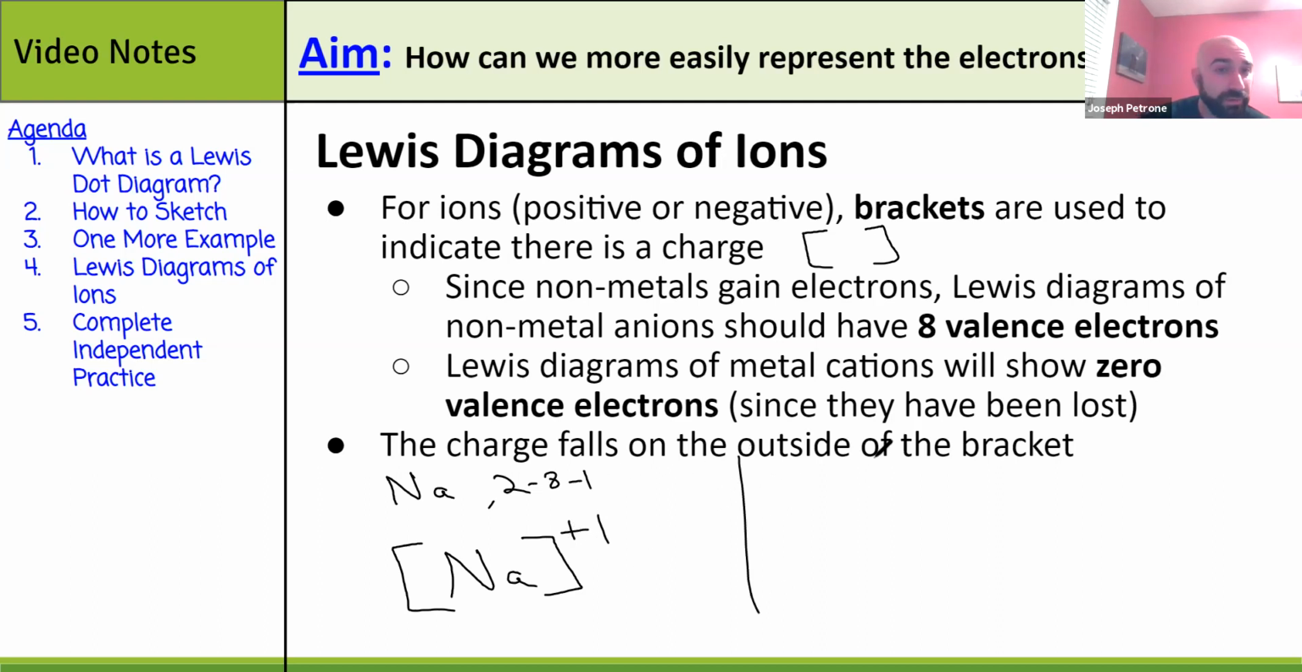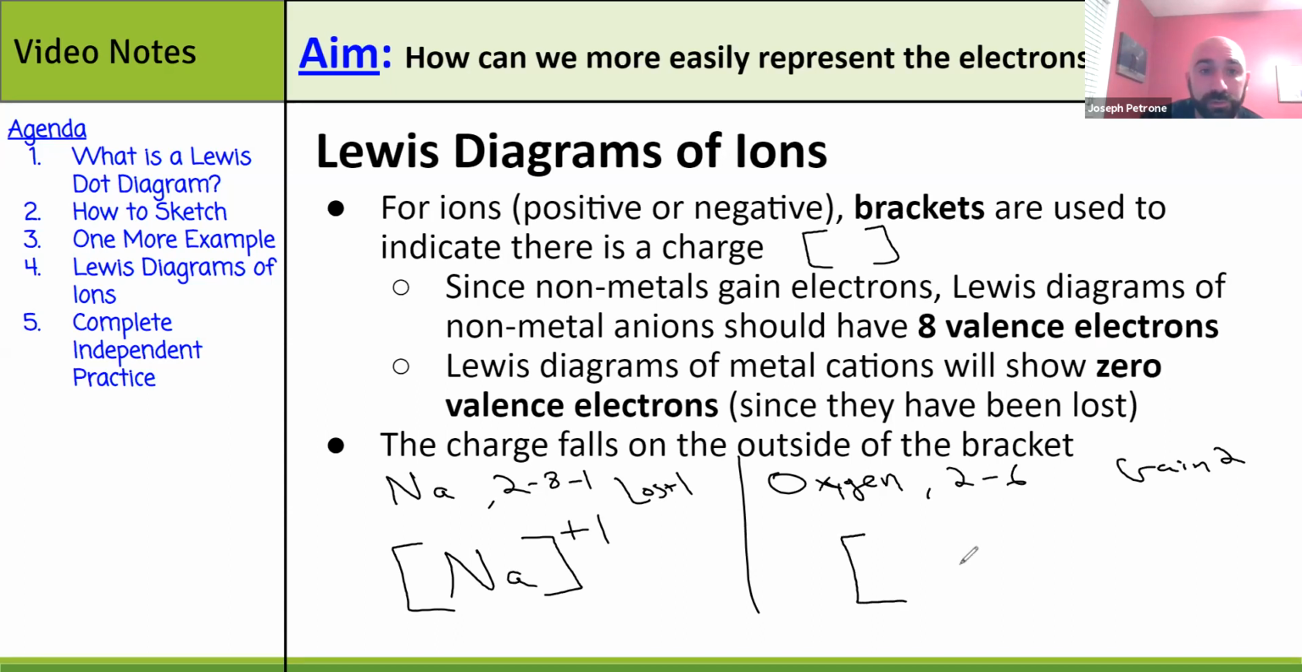Now for a nonmetal, let's go back to oxygen. Oxygen has a configuration again of 2-6, so 6 electrons in that valence shell. In order to achieve a noble gas configuration, it's going to gain 2 more. So note here, sodium lost 1, where oxygen is going to gain 2.